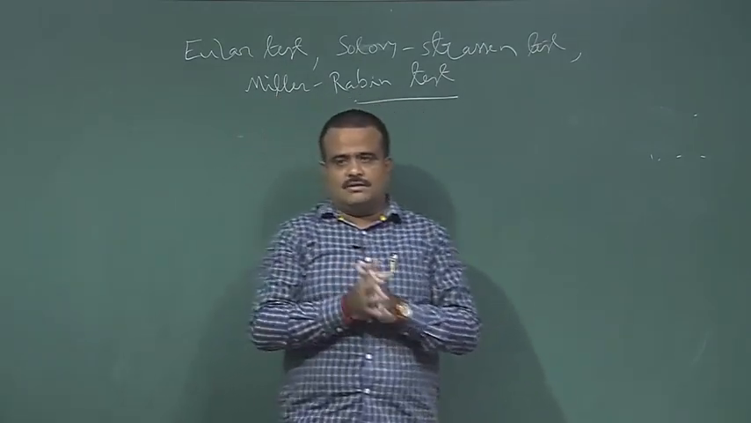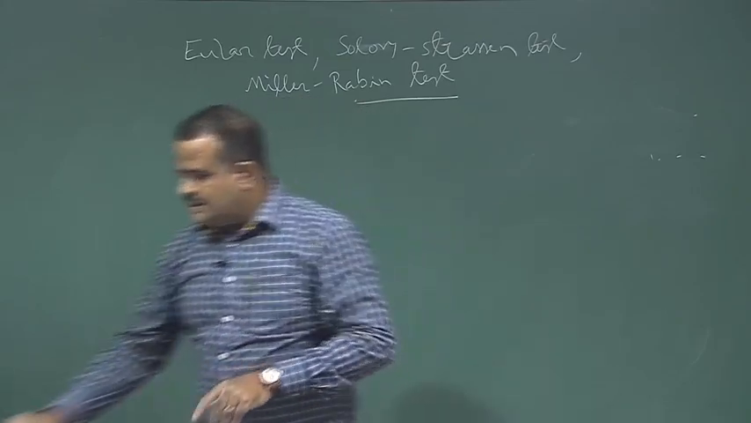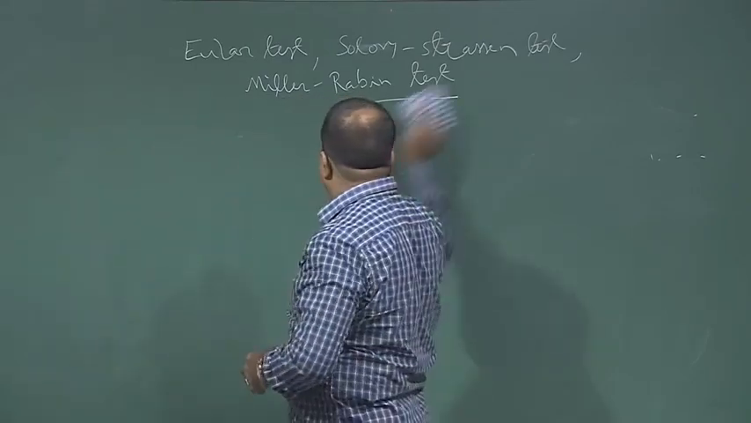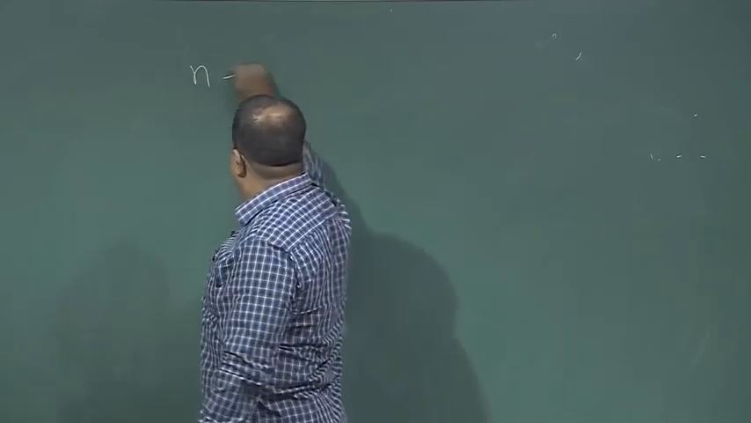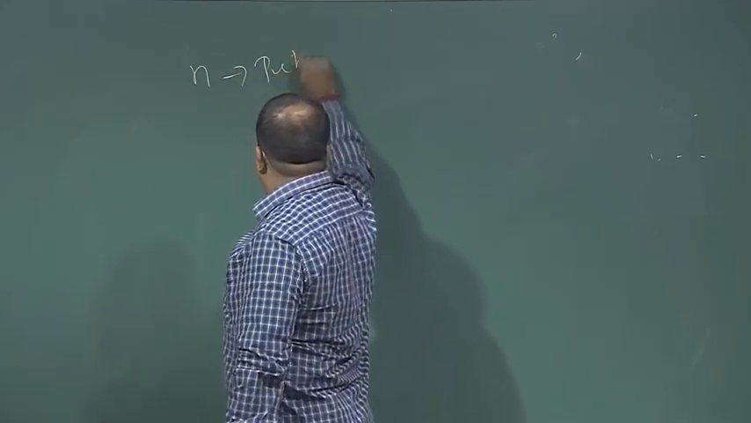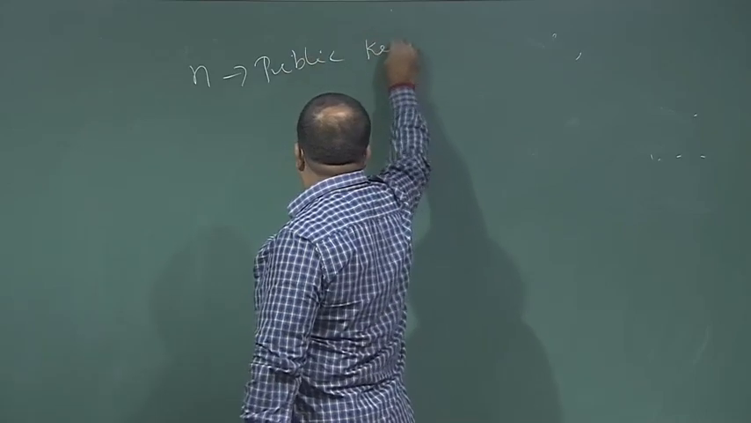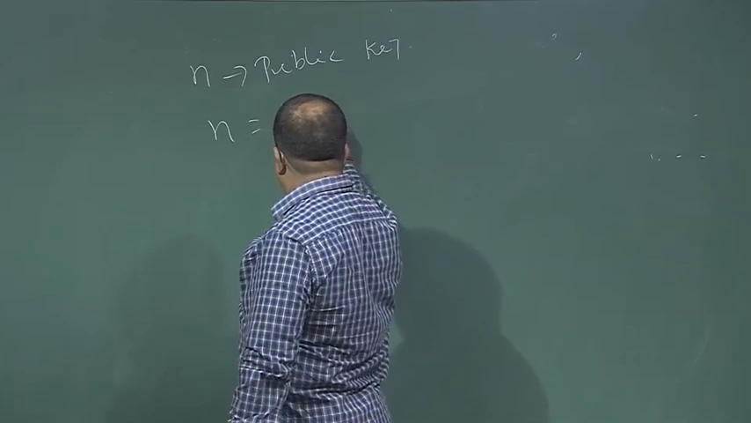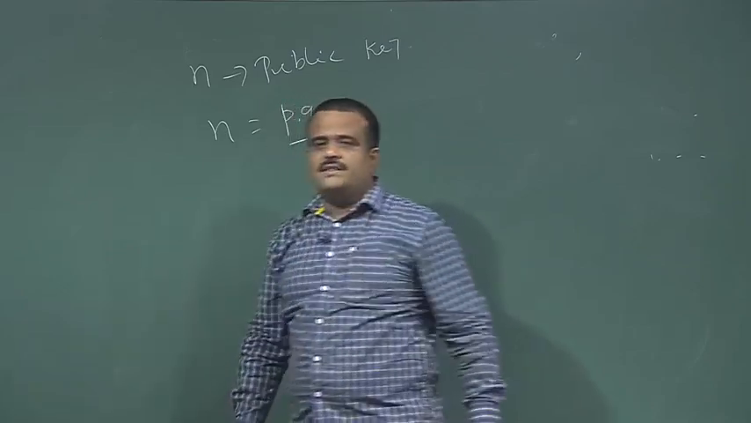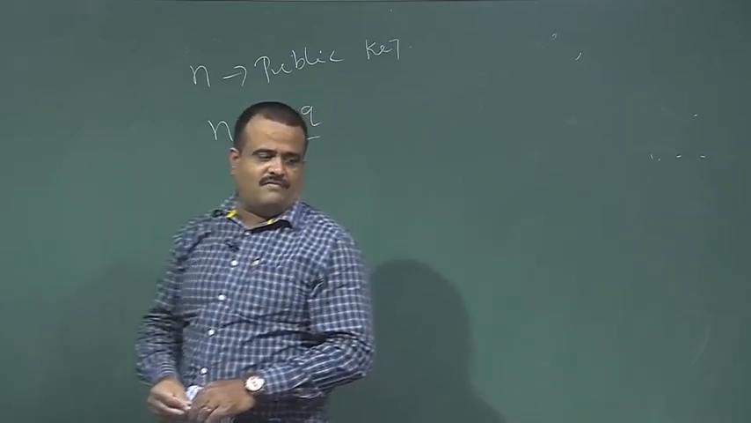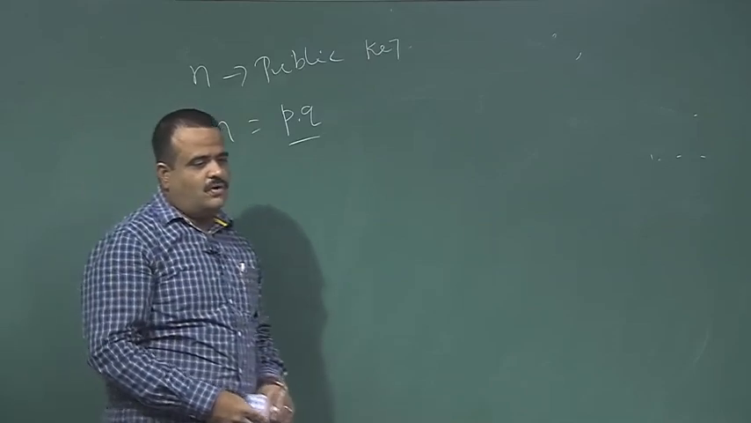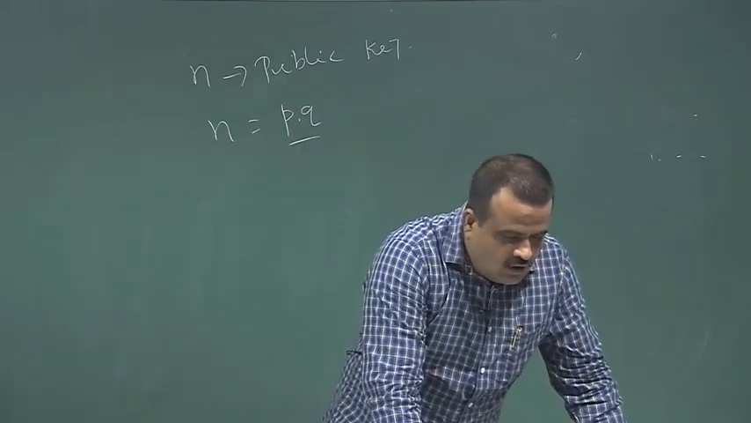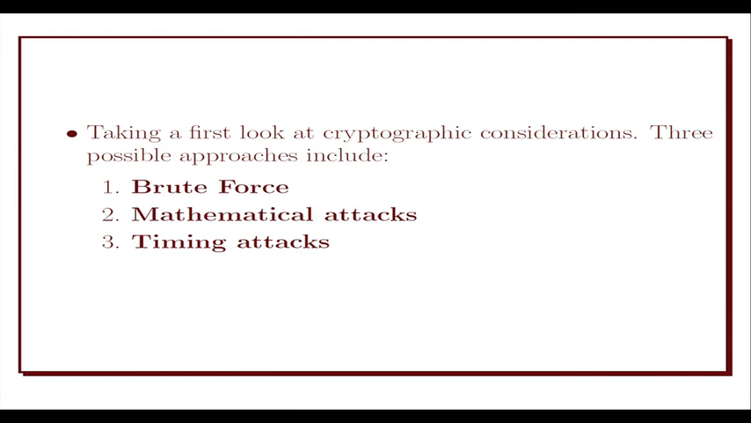How is RSA secured, why is RSA secured? RSA is based on the assumption that factorization is hard. That means n is public, n is some p times q, we know, but the only thing is we should not be able to factor it. So, that factorization must be hard. For this purpose, we can try to factorize.